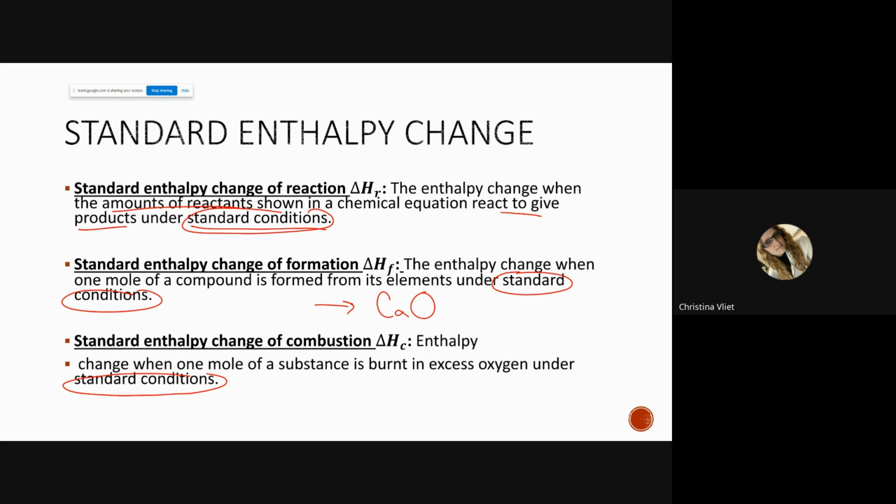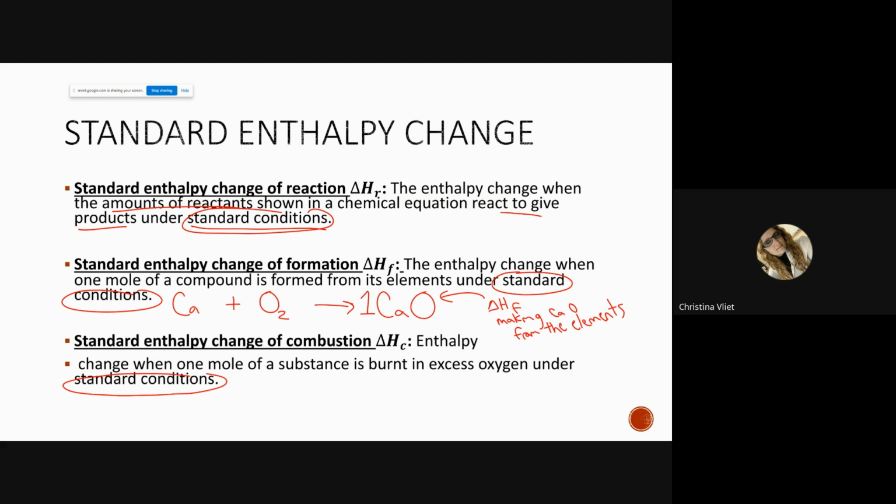So calcium oxide, to form 1 mole of calcium oxide. What are the elements that form calcium oxide? Calcium and oxygen. So you would write calcium and you would write plus what? O2. So the standard enthalpy change of formation is the energy change associated with making CaO from the elements that combine to make it, right? In the first place. And so it's not balanced. How would we balance it?